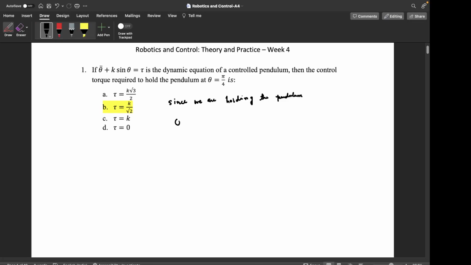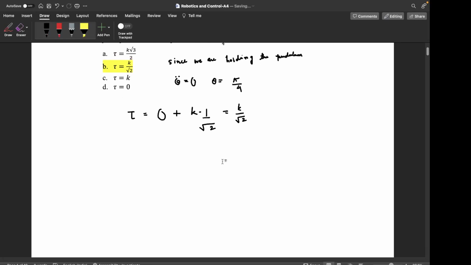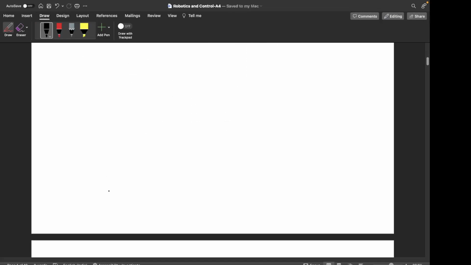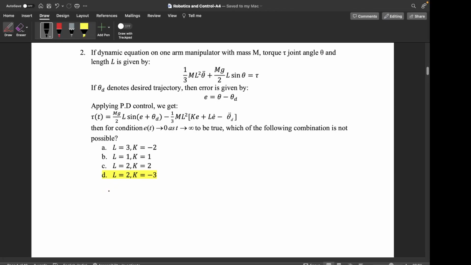So theta double dot would be 0, and theta is given pi by 4. So tau is 0 plus k into 1 by root 2, which is k by root 2. Yeah, so not very long calculations needed here.